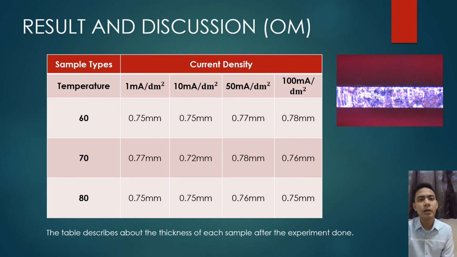For my additional analysis, I use the OM analysis. On the right side, we can see an example of my OM figure. The table describes the thickness of each sample after the experiment has been done. What we can observe is that there is some fluctuation and difference in thickness from sample to sample, or maybe this is because I ground the samples manually.